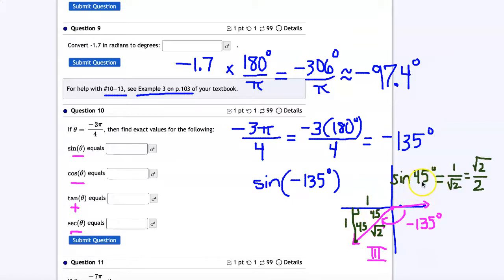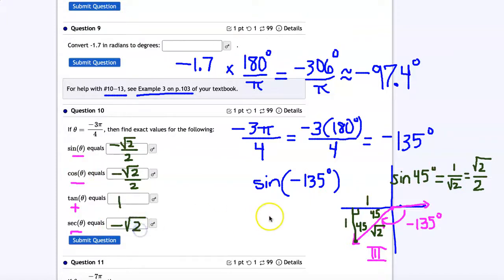Okay, so if the sine of 45 is root 2 over 2, that means the sine of negative 135 is a negative root 2 over 2. It's going to have the same number, but the sign could be different. Likewise, cosine is going to be the same. Tangent is sine over cosine, so tangent is 1. And then secant is the reciprocal of cosine, so the reciprocal of 1 over root 2 is just a plain old root 2, but this is negative.